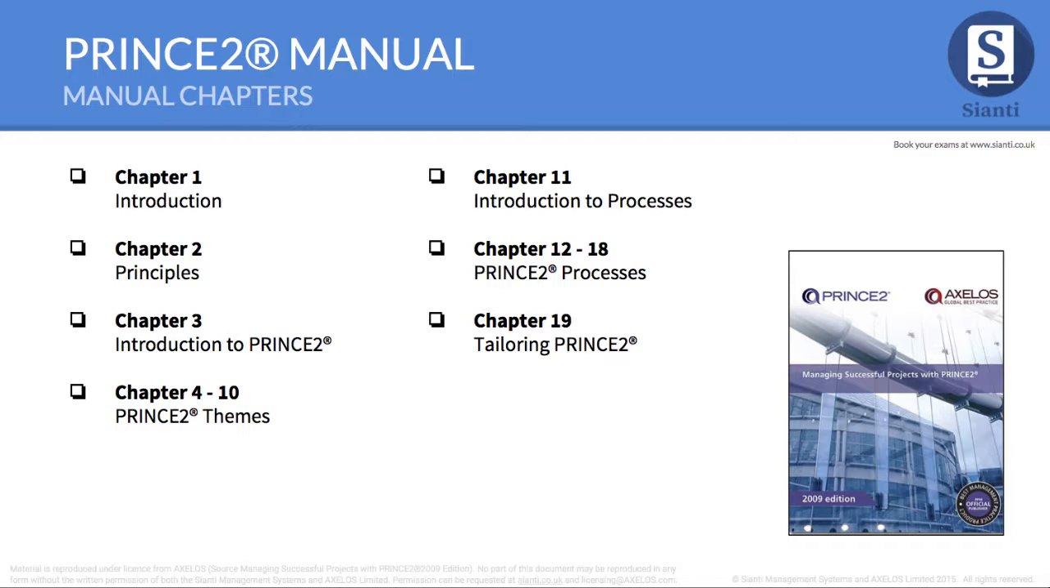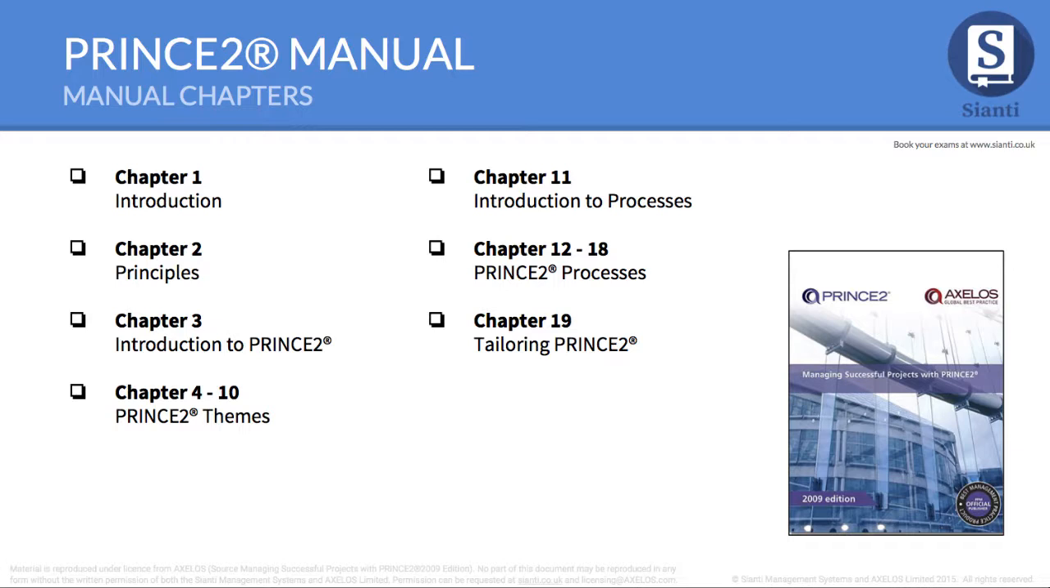Prince then introduces 7 themes which are project management topics, advising you or giving guidance on how to apply those topics, again in a project environment, covering such things as how to organise your project, how to manage risks and quality, etc. Chapter 3 introduces those themes, saying briefly what they are. Then chapters 4 to 10 give a much more detailed description of the themes and how they can be used on a Prince project.